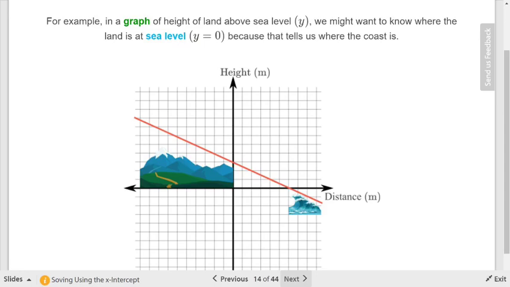For example, this graph is the height of land above sea level. We might want to know where the land is at sea level. Remember, at sea level, that's not straight up and down, right? The ocean doesn't go up and down. It's horizontal, flat, right? So is that the x-axis or the y-axis? The x-axis. So at sea level, I don't want the y-intercept. I want the x-intercept.